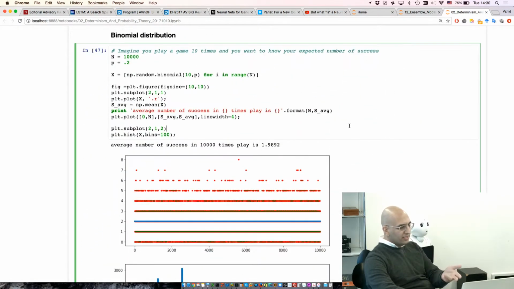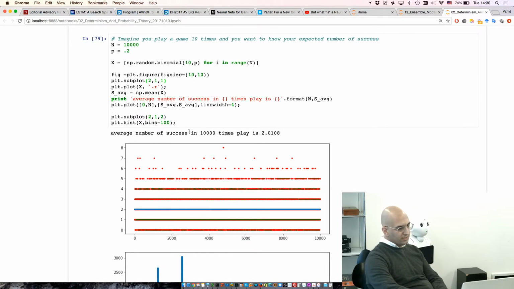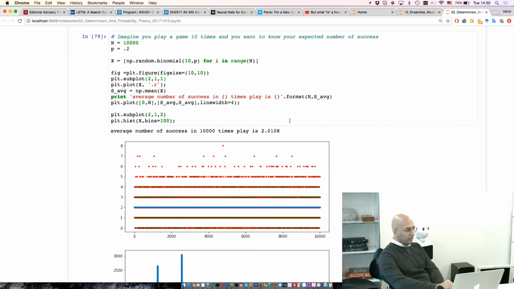But you can run it here, for example. Now I can say, okay, go to NumPy, random, binomial, 10 times, P. P is 20% or 0.2. And run it for 10,000 times. If you run it, it says the average number of successes is 2 point something. So this is the way you can check the result, and you can play with these values.